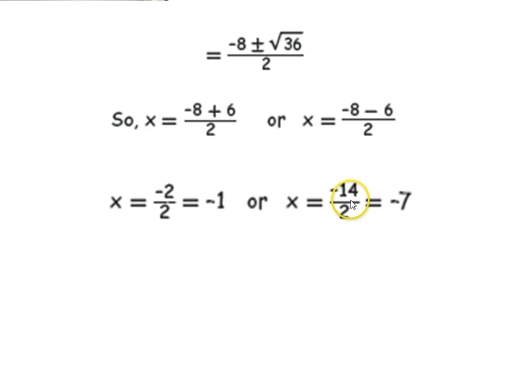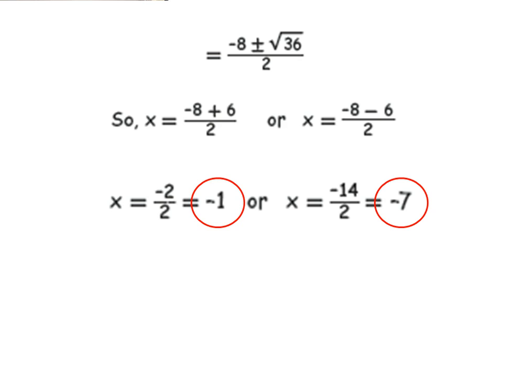Now we have a negative 14 divided by 2. Where does negative 14 come from? Negative 8 minus 6. Negative 8 minus 6 is negative 14. And negative 14 divided by 2 is negative 7. Therefore, our answer to the quadratic equation that we were given is negative 1 or negative 7.